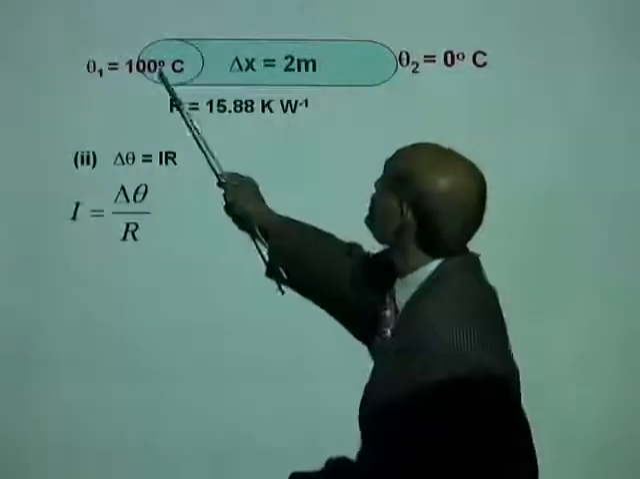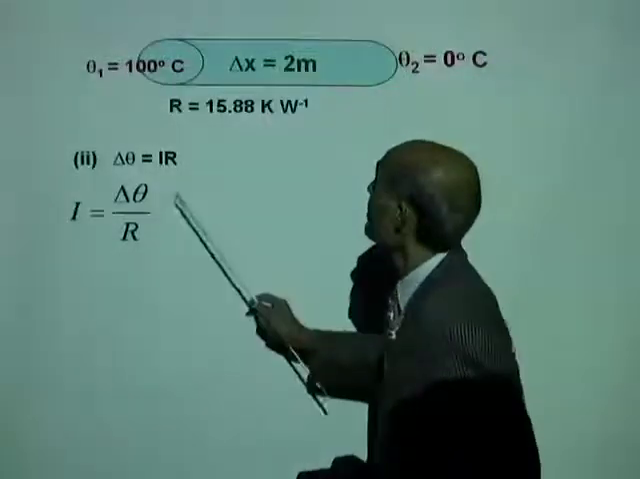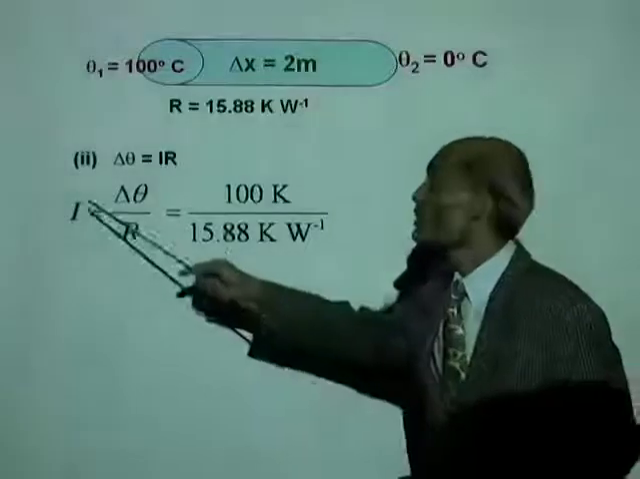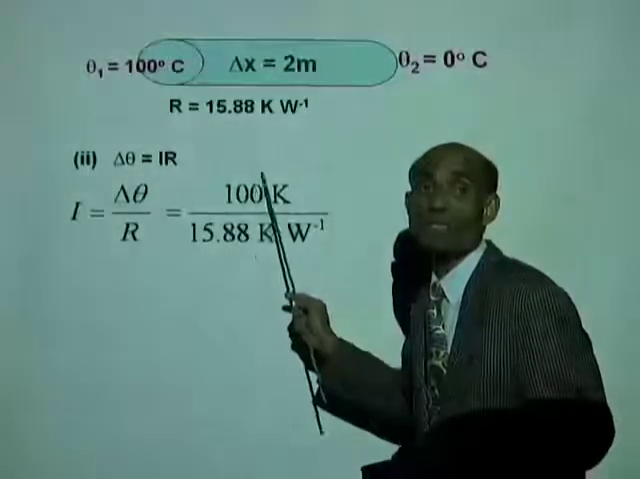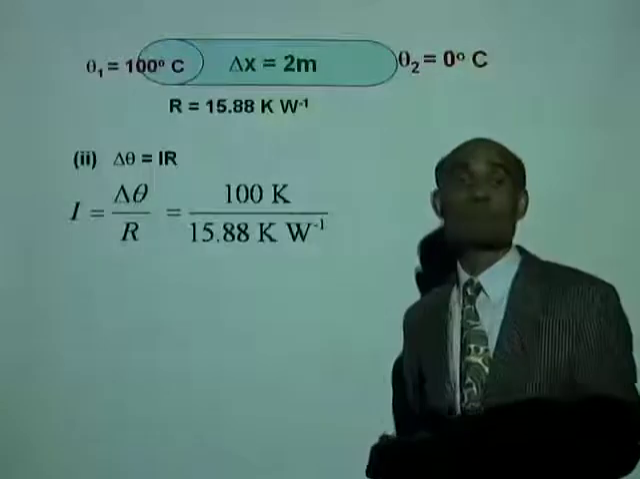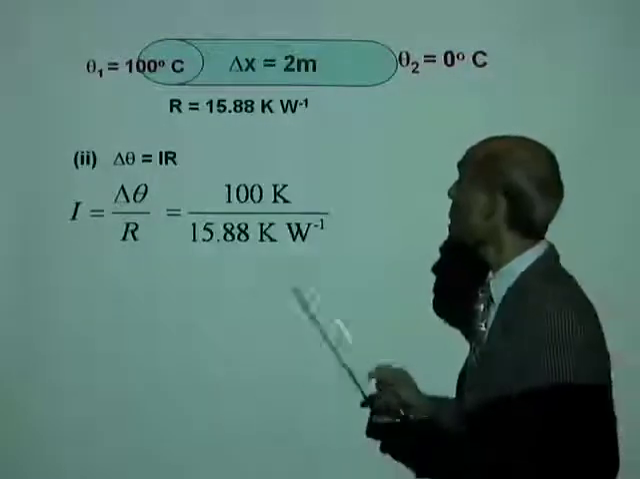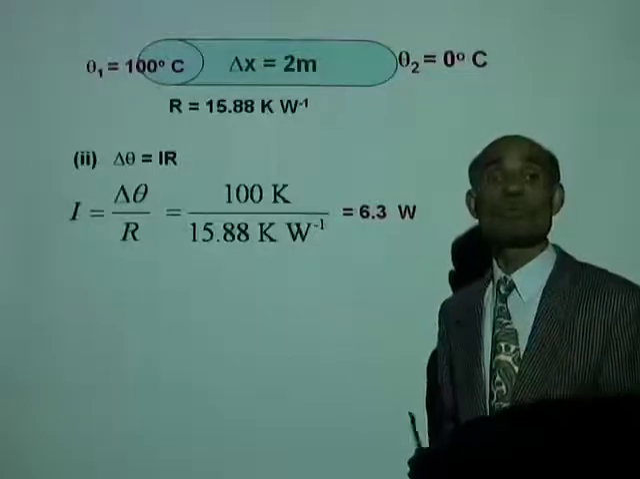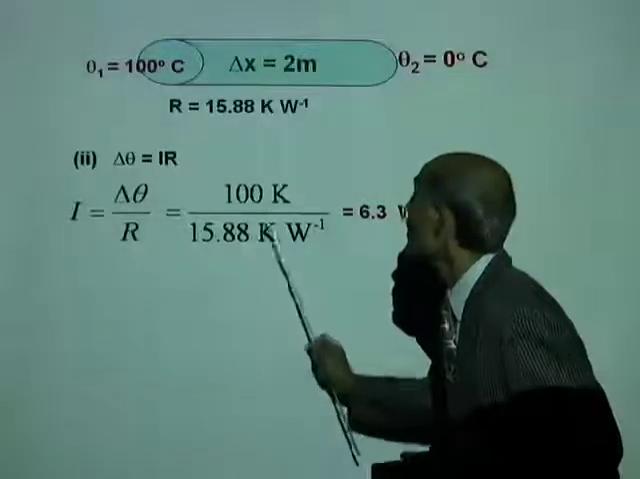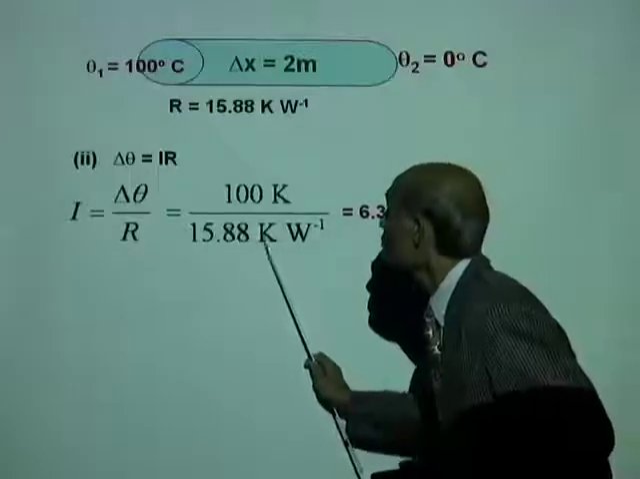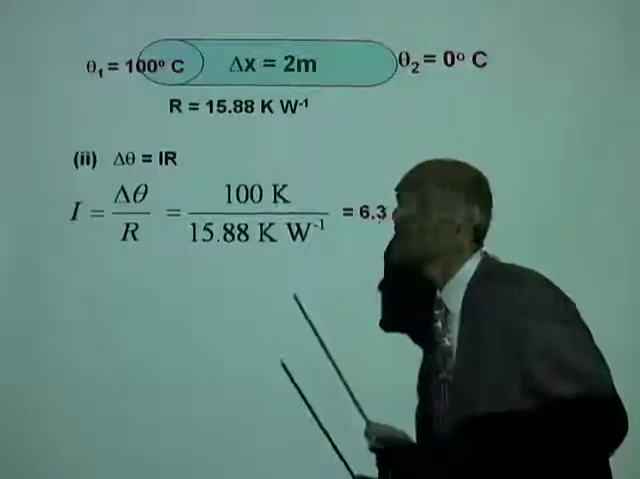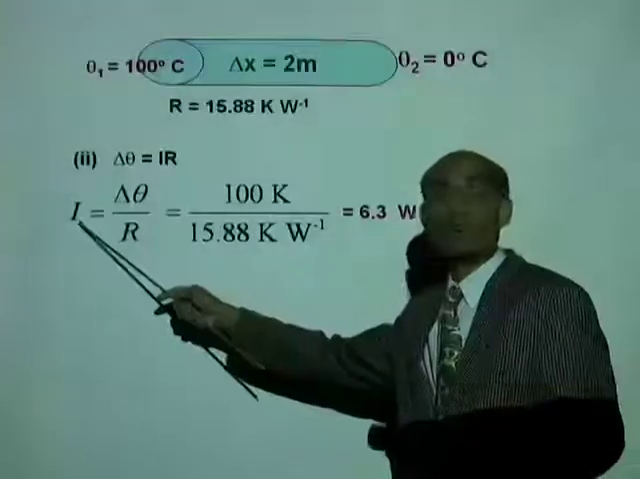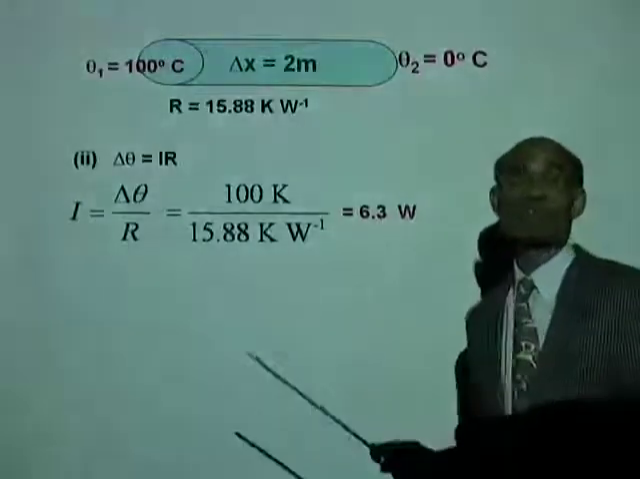Delta theta is 100 minus 0, and R we just calculated. So the thermal current is 100 Kelvin divided by 15.88 Kelvin per watt, and that is 6.3. Kelvin and Kelvin cancels, watt will go up, so you can see thermal current is 6.3 watt.